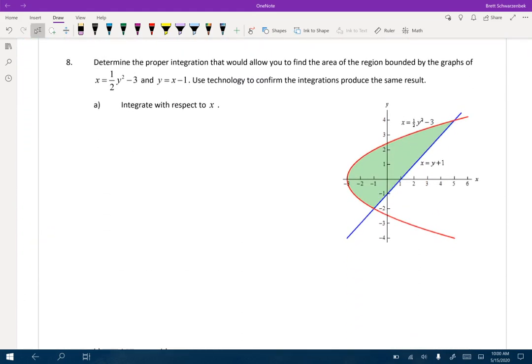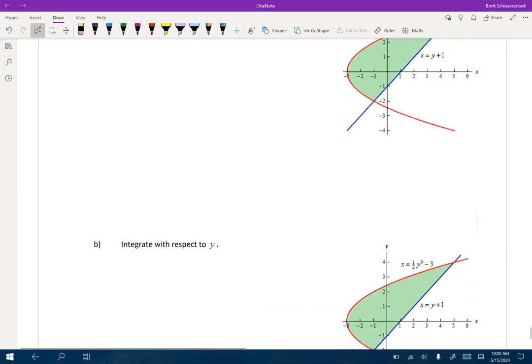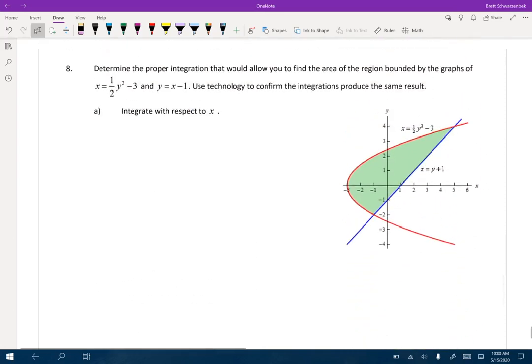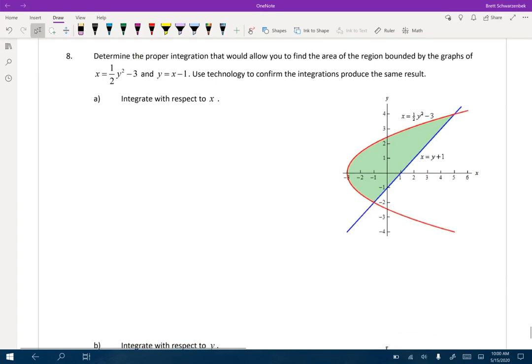Alrighty, so one last problem in the semester. Another problem with respect to x and y. Again, just the equations. This is, believe it or not, even nastier than the last one.